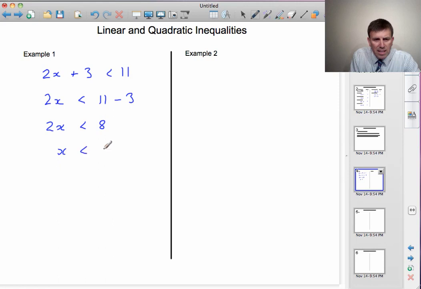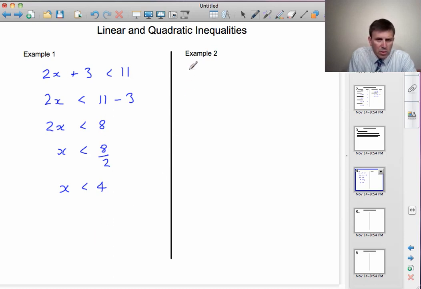X is less than 8 divided by 2. Now 2 is a positive number I'm dividing by there, so the inequality is unaffected, it doesn't change. X is less than 4. And notice that the answer is an inequality, it's not x equal to some value. X is less than 4 being the answer.